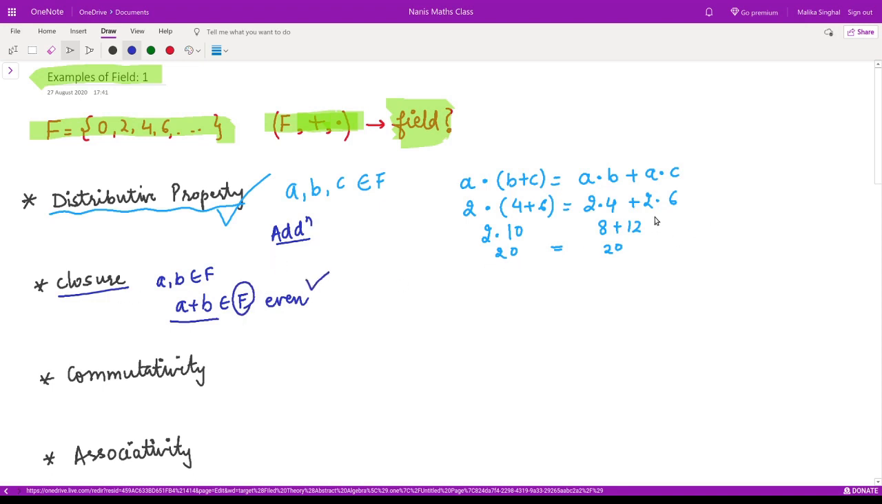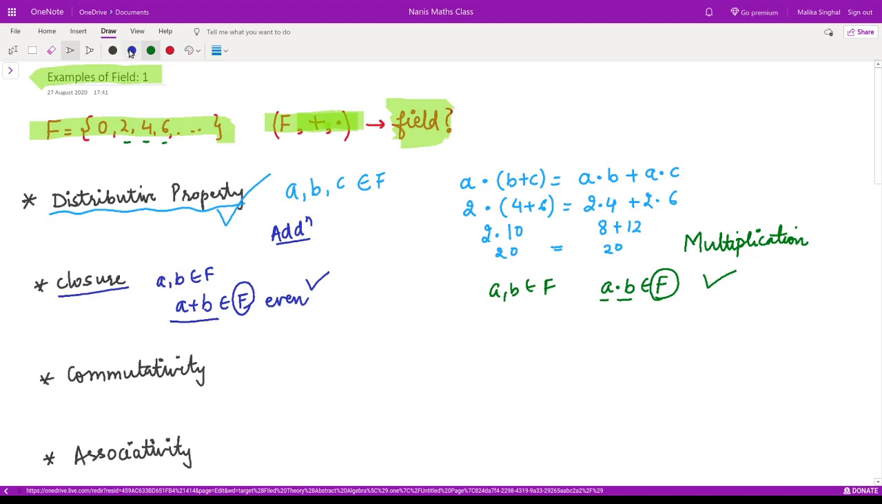Next we need to check closure property under multiplication. What is that? If I take any two numbers A and B from this set F, then A·B should belong to this set. So if I take any two even numbers and multiply them, they'll again be even numbers. So this property also holds.